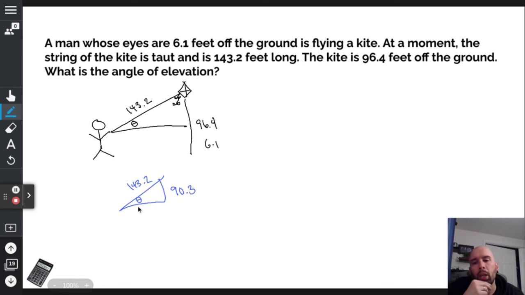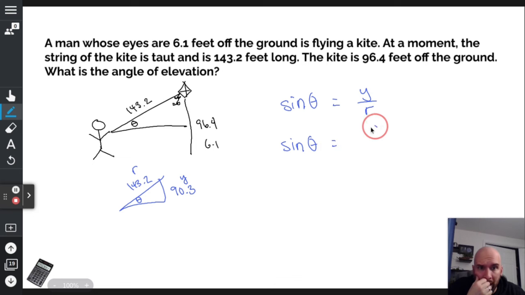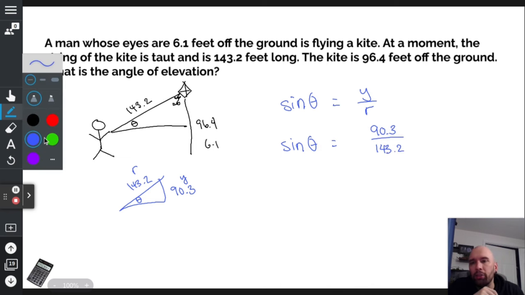Now, if I were to try to do SOH CAH TOA again, I would say that's the opposite, and that's the hypotenuse, sine. Or we could view this as r, and we can view this as y, and you would have sine theta equals y over r, right? Okay, so sine theta is going to equal 90.3 over 143.2. Inverse sine both sides.